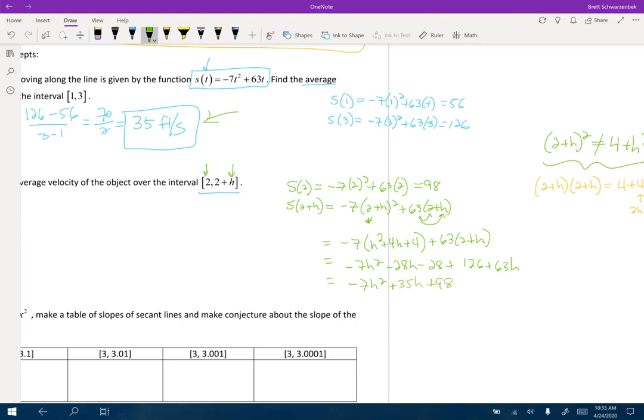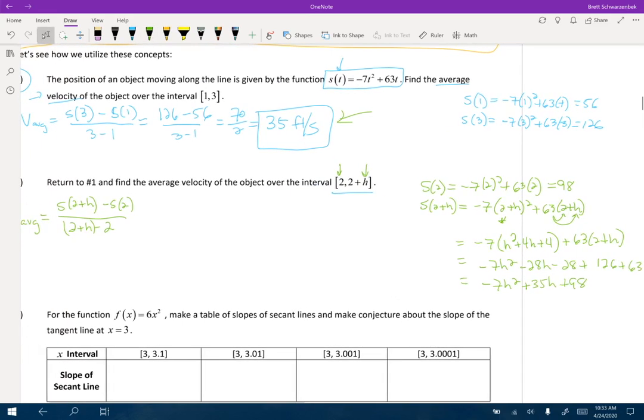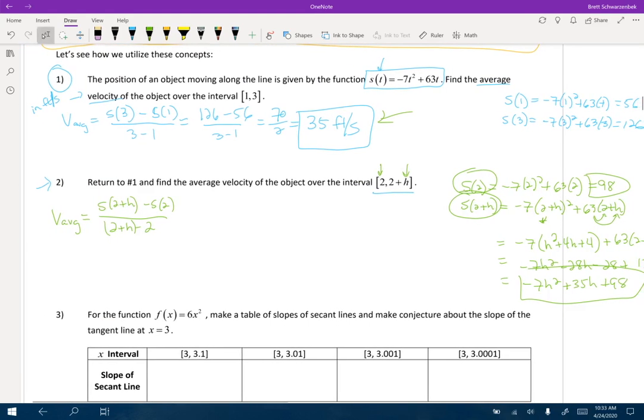Okay, so what was the point of this? Remember, we're calculating these, which are s of 2 plus h and s of 2, in order to get them back into our average velocity formula. So that's exactly what we're going to do. We're going to get negative 7h squared plus 35h plus 98 minus 98. This is 98, this is the trinomial, so it's basically this minus this, over 2 plus h minus 2, which is, interestingly enough, just h.